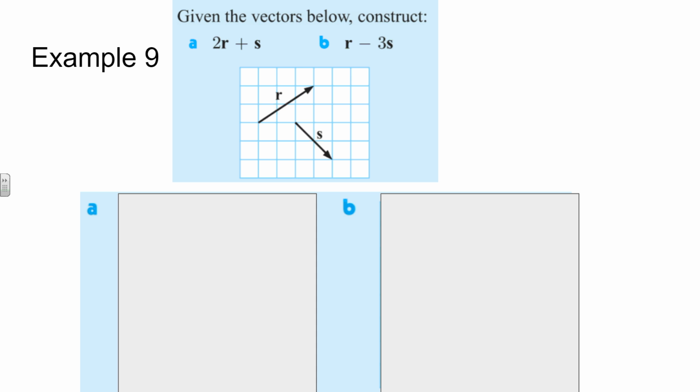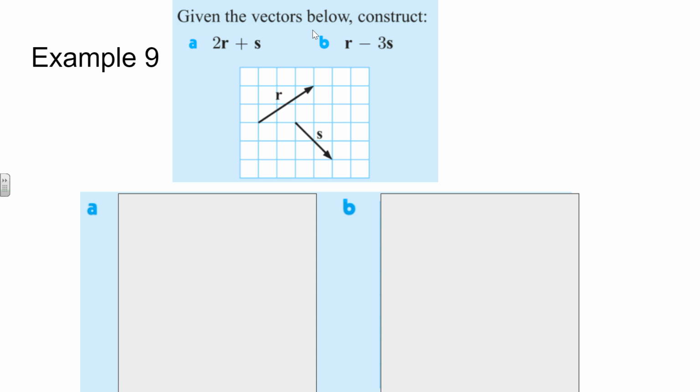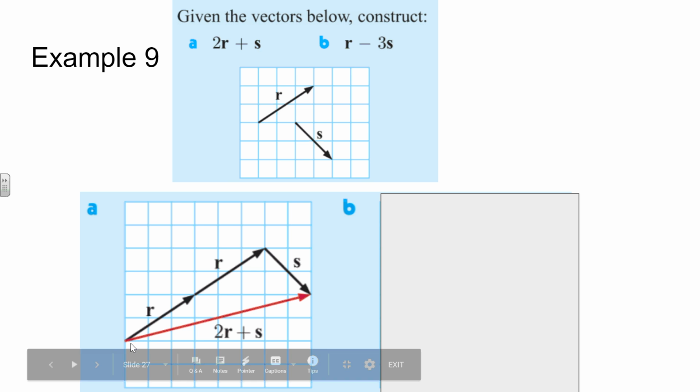Let's take a look at example 9 here. We have 2r plus s. So r goes up 2 and over 3. So 2r is going to go up 4 and over 6. And then I'm doing 2r plus s. So on my graph paper, I'm going to go up 2 over 3, up 2 over 3, and then I'm going to go down 2 over 2. And therefore, the red vector shows 2r plus s.